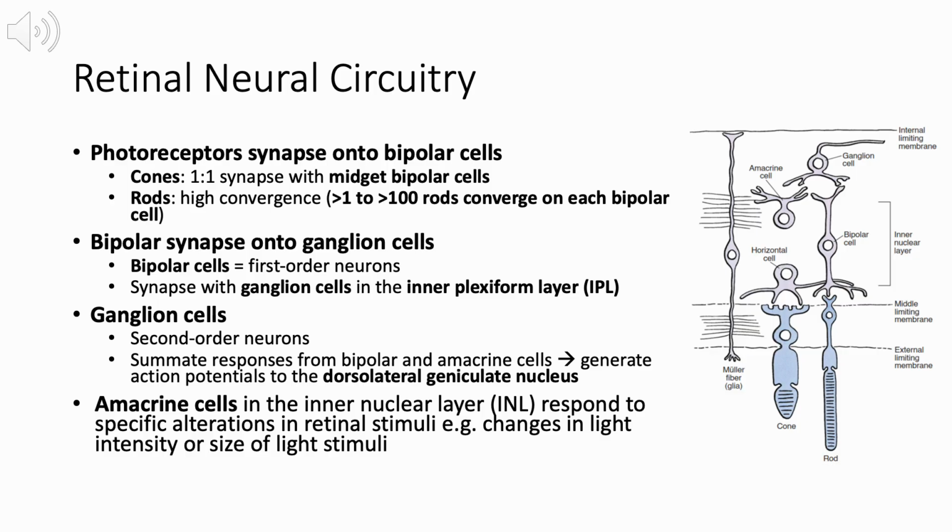Amacrine cells, located within the inner nuclear layer, respond to specific alterations in retinal stimuli, such as changes in light intensity or the size of light stimuli. These cells modulate signal transmission within the inner plexiform layer and contribute to the refinement of visual information.